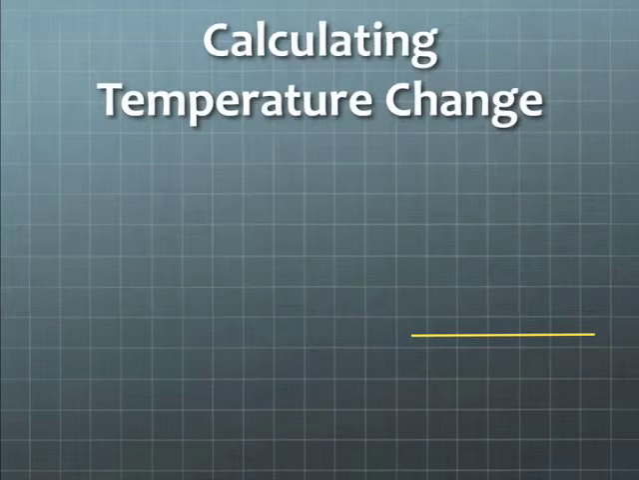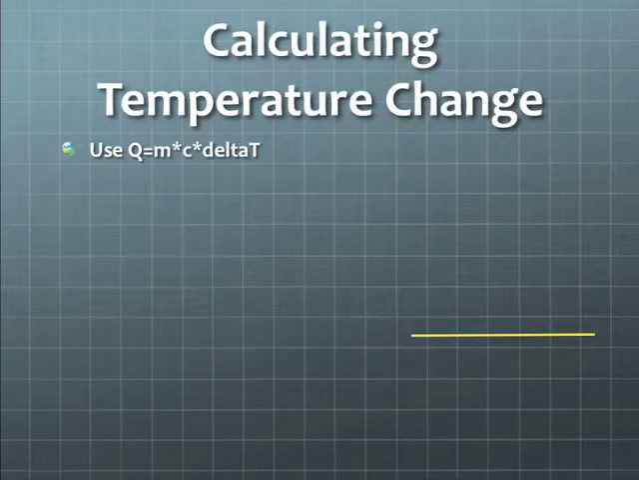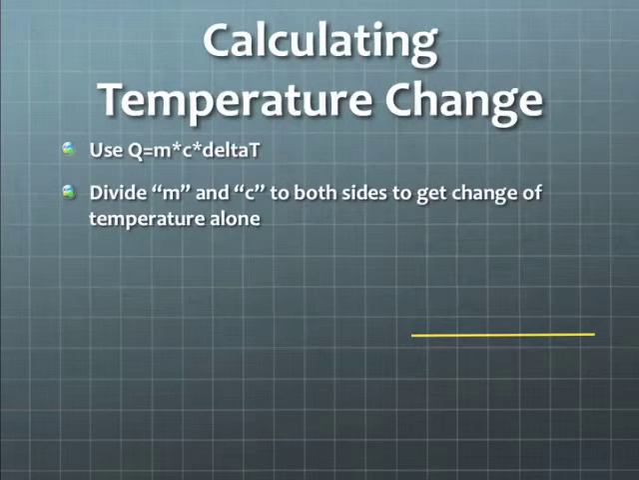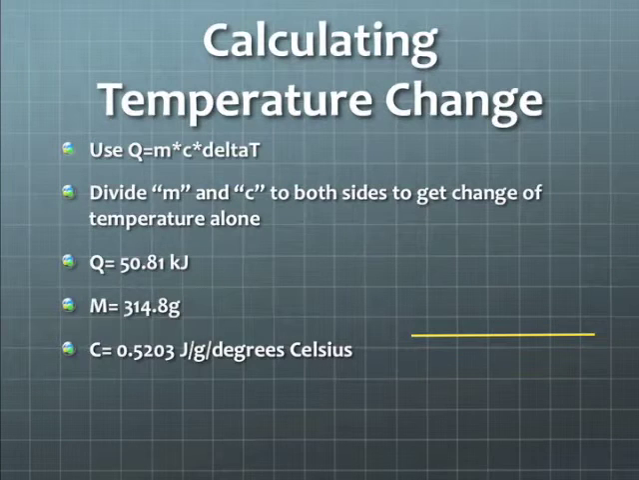After that, we calculate the temperature change of the argon gas. We use the equation Q equals mc delta T, or heat energy equals mass times specific heat capacity times change in temperature, to do so. But we need to modify it to make the change in temperature alone. So we divide the mass and the specific heat capacity to both sides to get the delta T alone. After that, we insert the heat absorbed value, the mass value of argon, and the specific heat capacity value of argon into the formula.